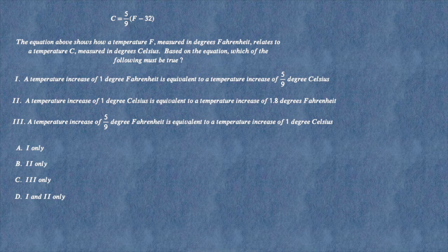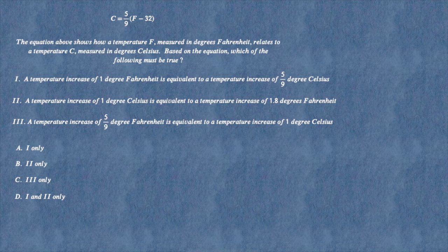C equals 5 divided by 9 times (F minus 32). The equation above shows how a temperature F measured in degrees Fahrenheit relates to a temperature C measured in degrees Celsius. Based on the equation, which of the following must be true?